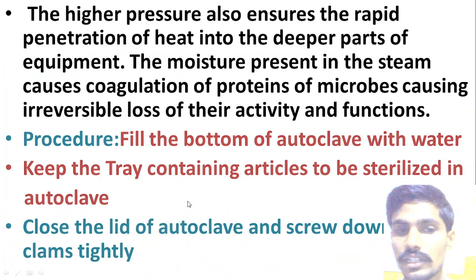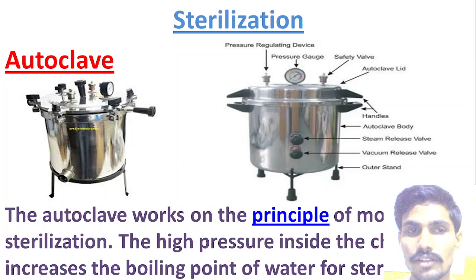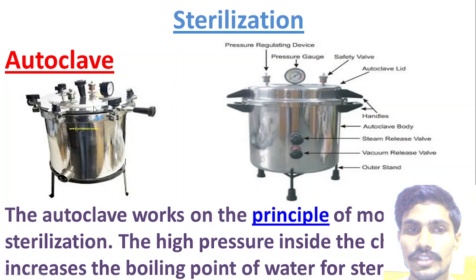Close the lid of the autoclave and screw down the lid clamps. After keeping that tray into the autoclave containing the articles, what can you do? Close the lid. This is the lid. You can see. This is the lid, autoclave lid. Okay.